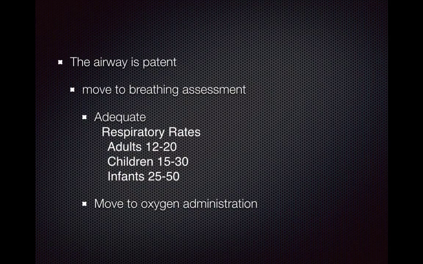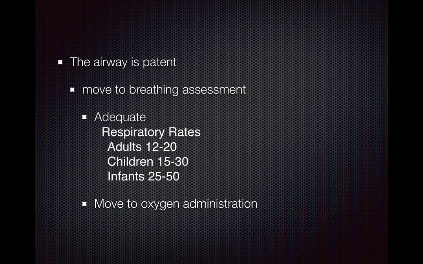And we talked in the previous lecture about assessing for adequate tidal volume, chest rise and fall, respiratory effort, rate, and rhythm. So again, just to recap on the respiratory rates, the normal respiratory rates are for adults 12 to 20 breaths per minute, children 15 to 30, and infants 25 to 50.